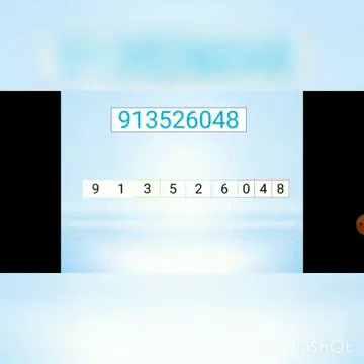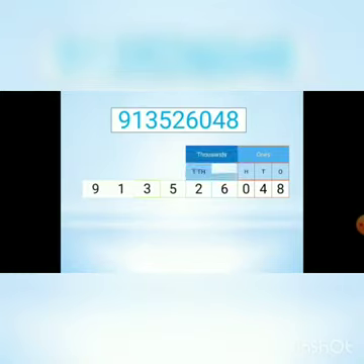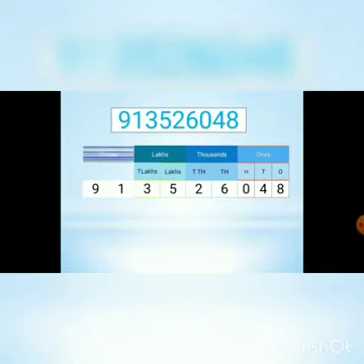For the next example, 913526048. Let's start writing the place value in the given chart. In ones period, 8 is in ones place, 4 is in tens place, 0 is in hundreds place. In thousand period, 6 is in thousands place, 2 is in 10,000 place. In lakh period, 5 is in lakh place, 3 is in 10 lakh place. In crore period, 1 is in crore place, 9 is in 10 crore place.